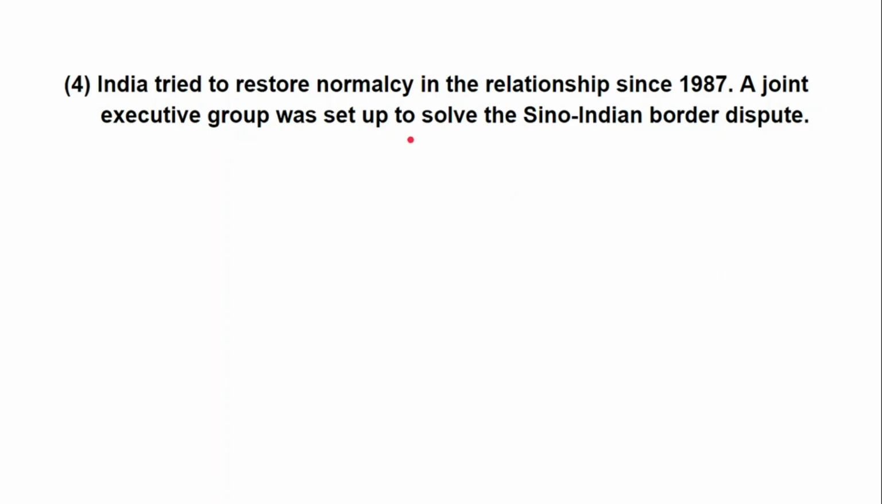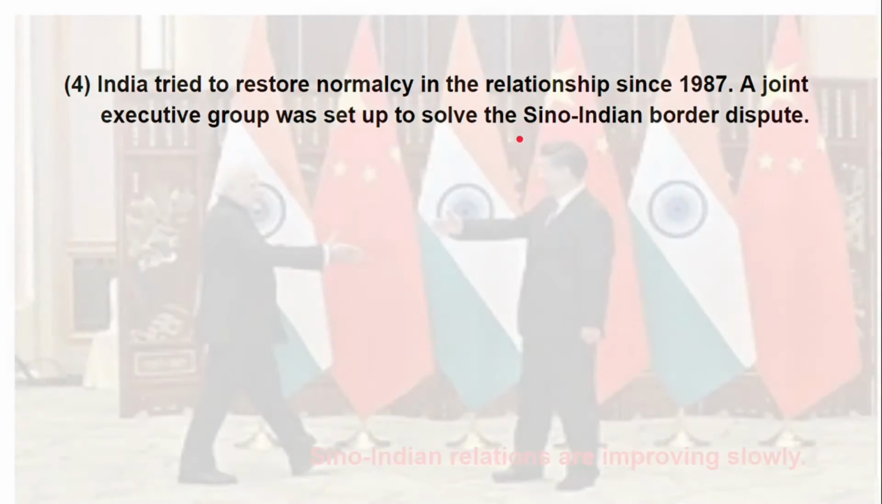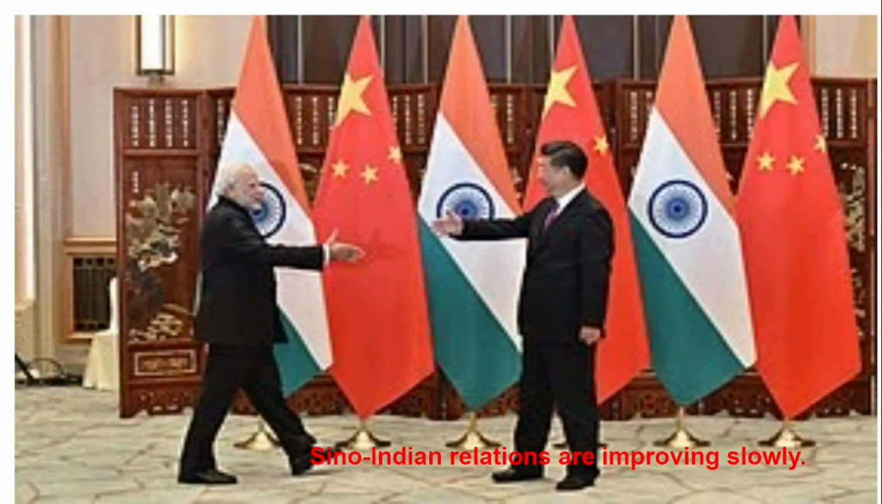India tried to restore normalcy in the relationship since 1987. A joint executive group was set up to solve the Sino-Indian border dispute. India has always made efforts to improve relations with China.